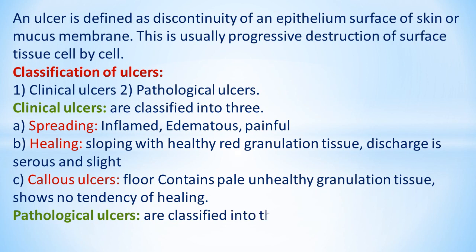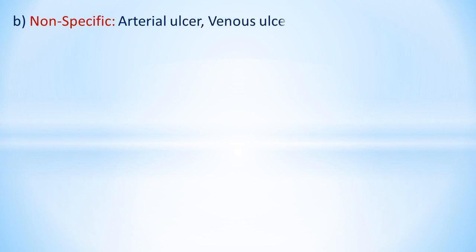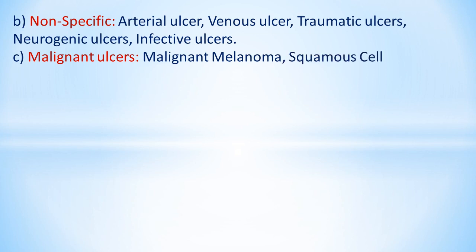Pathological ulcers are classified into 3. A. Specific: TB, syphilis, soft sore, actinomycosis. B. Non-specific: arterial ulcer, venous ulcer, traumatic ulcers, neurogenic ulcers, infective ulcers. C. Malignant ulcers: malignant melanoma, squamous cell carcinoma, SCC, basal cell carcinoma.